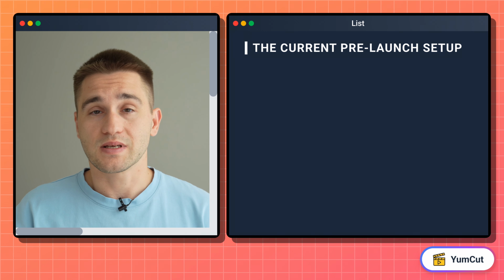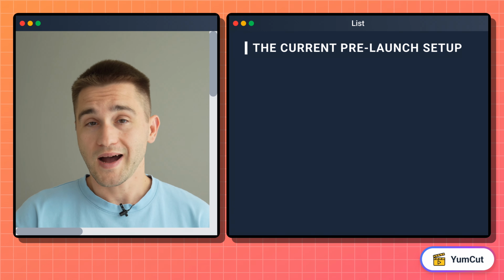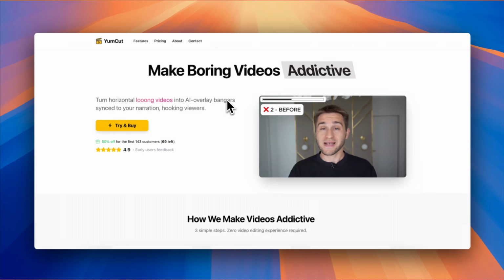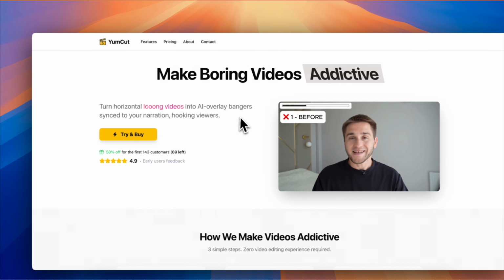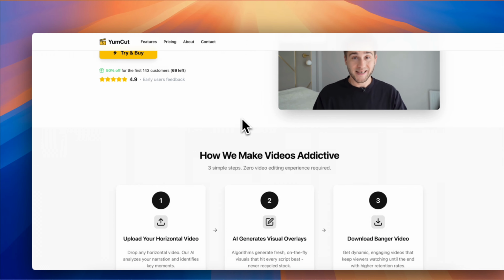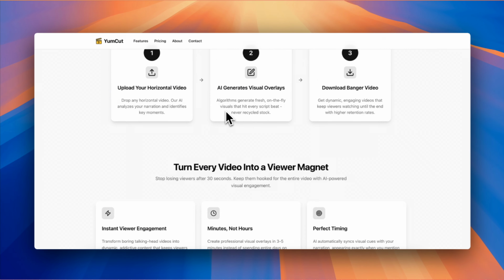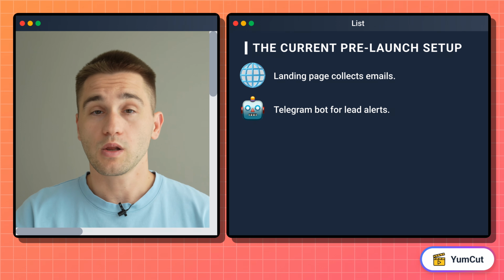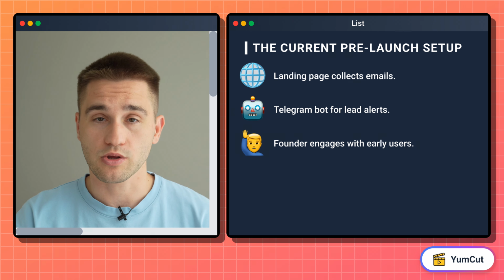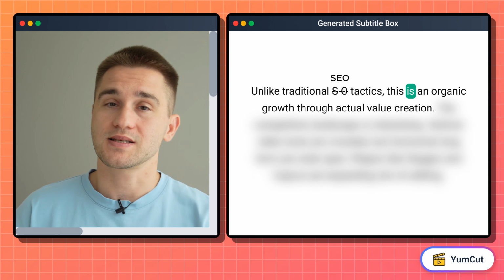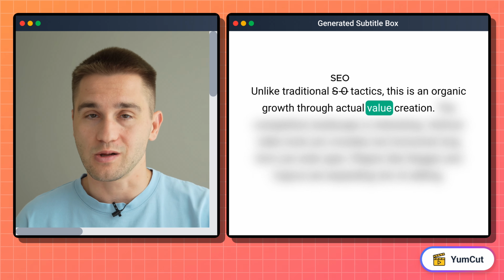Right now the system is still in alpha and evolving, but I can already see the potential. The landing page is live at YumCut.com. It's a simple Next.js page that collects email addresses. Sign-ups get forwarded to a Telegram bot that I monitor manually. Low volume means I can respond personally while the product is pre-launch. Unlike traditional SEO tactics, this is organic growth through actual value creation.